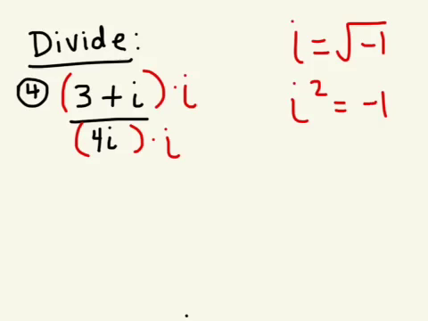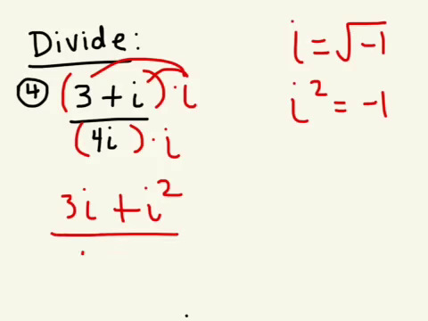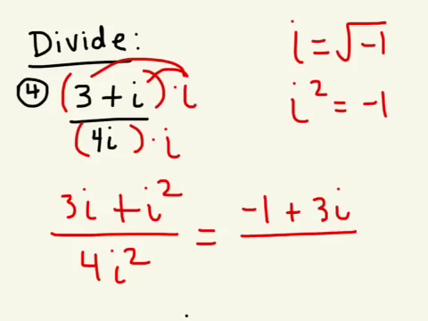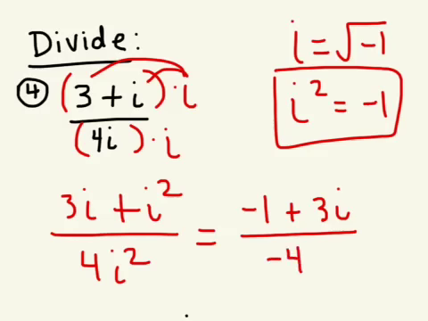So we distribute the i through on the top, and I end up with 3i plus i squared over 4i squared. Again, since we like to have complex numbers written in the a plus bi form, I'm going to substitute negative 1 in for i squared, and then write 3i on the back. And in the denominator, we have 4i squared. Again, since i squared is equal to negative 1, I'm going to substitute that in for i squared in the denominator, and I get negative 4.